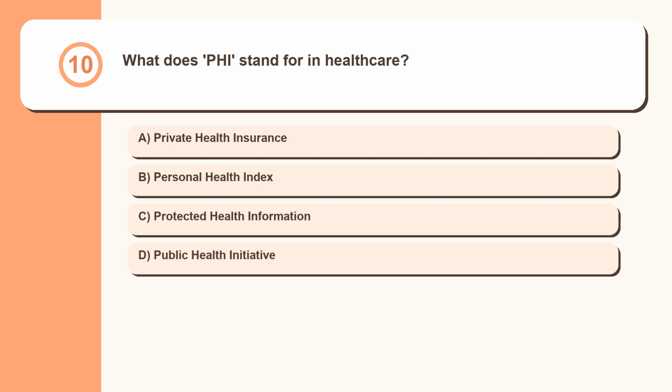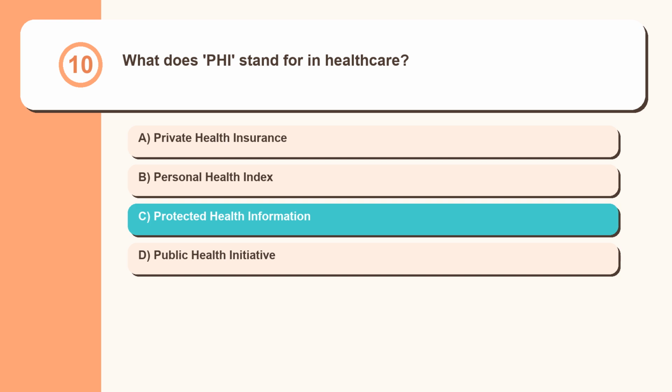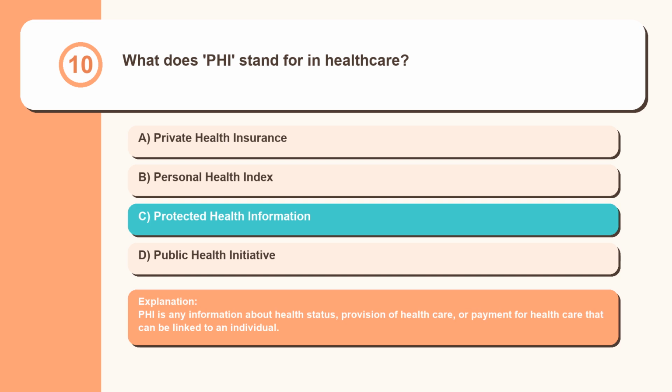Question 10. What does PHI stand for in healthcare? Private health insurance, personal health index, protected health information, public health initiative. PHI is any information about health status, provision of health care, or payment for health care that can be linked to an individual.